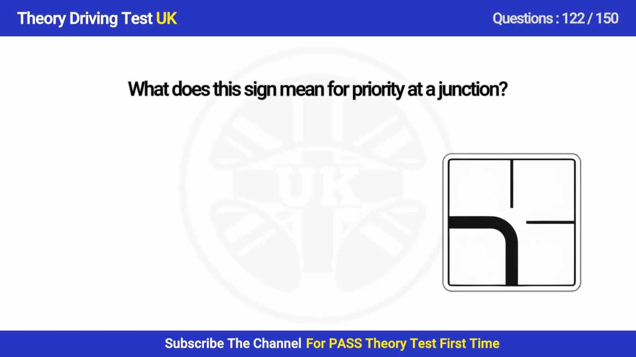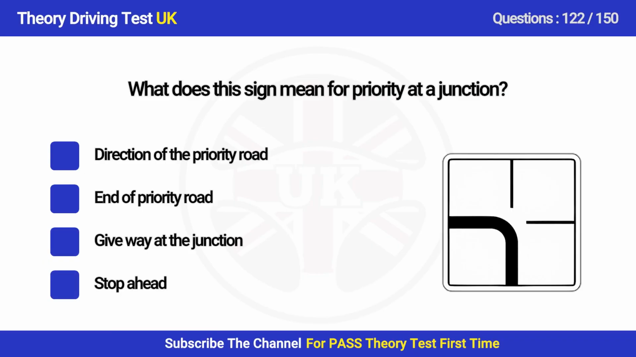Question 122. What does this sign mean for priority at a junction? A. Direction of the priority road. B. End of priority road. C. Give way at the junction. D. Stop ahead.